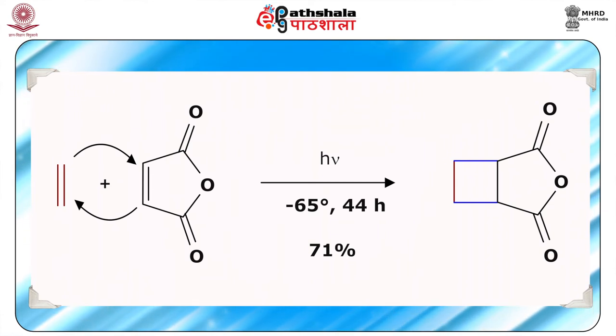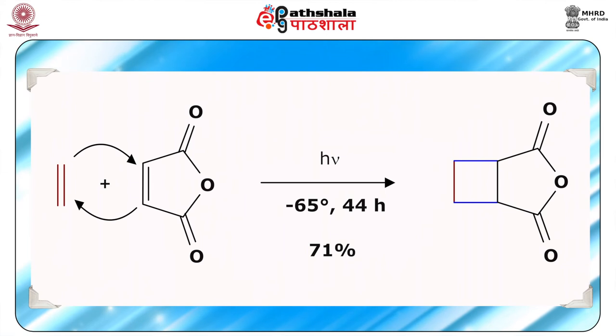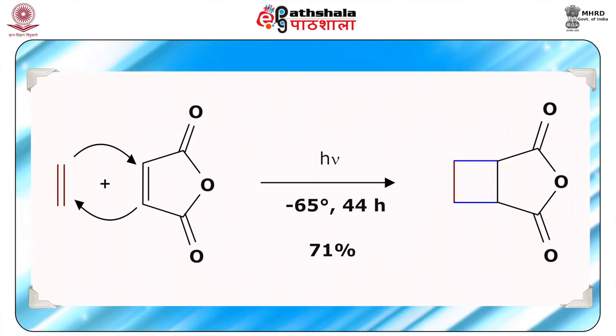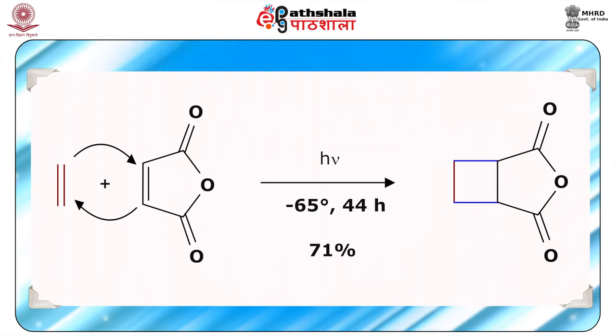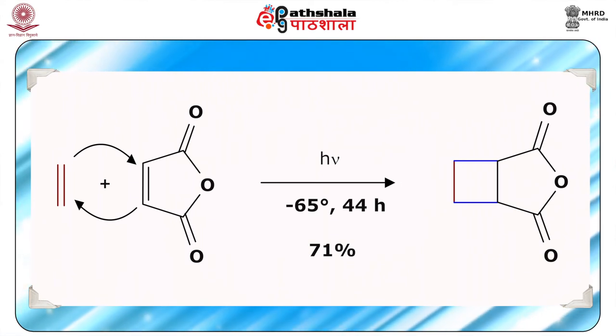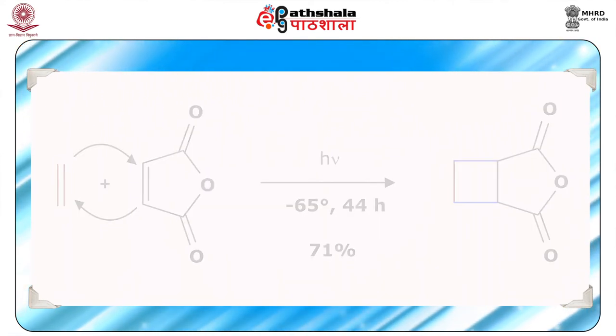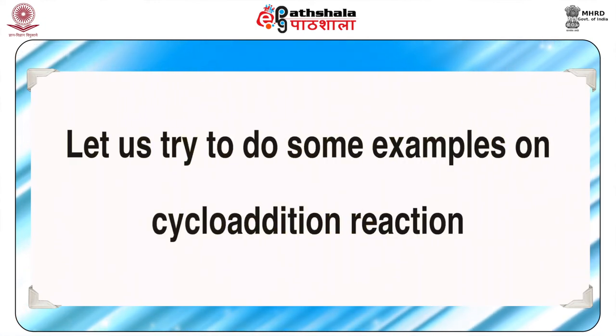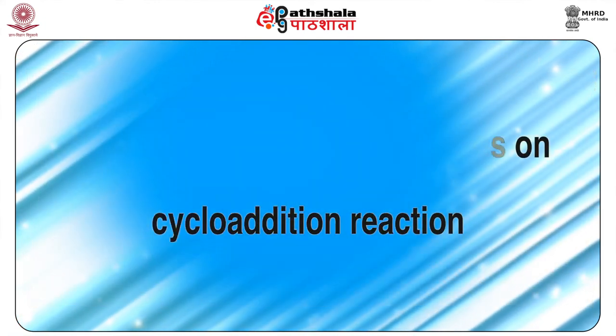The difficult part in such photochemical reactions is the fact that photoactivation can put lots of energy into the electronically excited state of the molecules. Therefore, secondary reactions also become feasible. Let us try to do some examples on cycloaddition reactions.